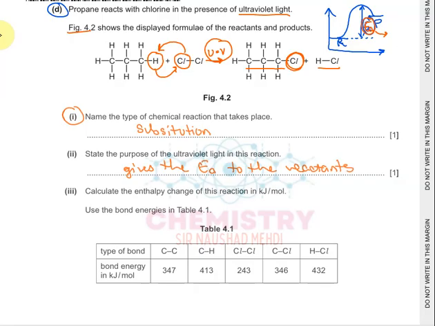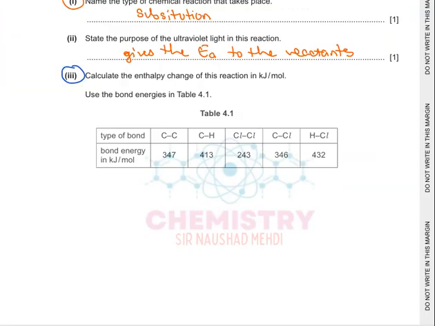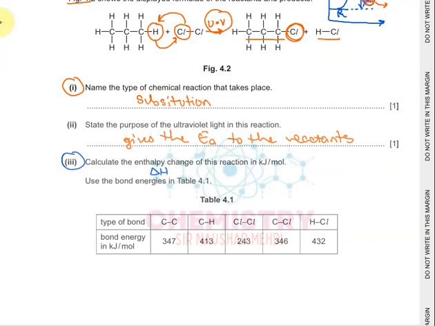Now in the next question it is saying to calculate the enthalpy change. You have to calculate the delta H, the enthalpy change, by using the bond energies for this particular reaction. So if we want to calculate the enthalpy change, we have to use the formula: bond energies of reactants plus bond energies of the product. When you sum up the bond energies of the reactants and the product, you will get the enthalpy change.